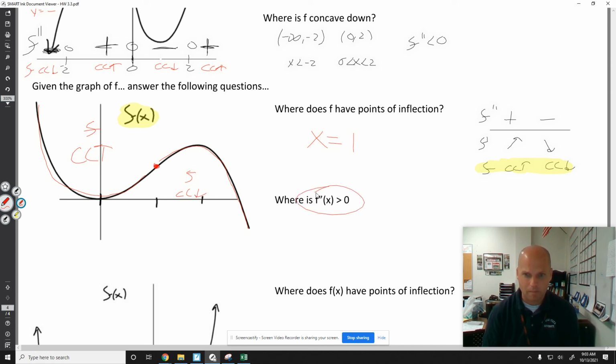When is f double prime positive? How do I do that? Well, if f is concave up, f double prime is positive. These are all in a row. So if f is concave up, this must be the region when f double prime is positive. Second derivative is positive means the function must be concave up. f is concave up here when x is less than 1, or from negative infinity to 1.